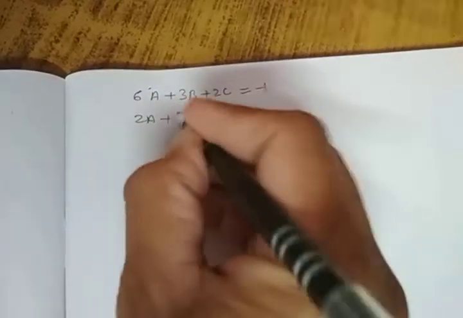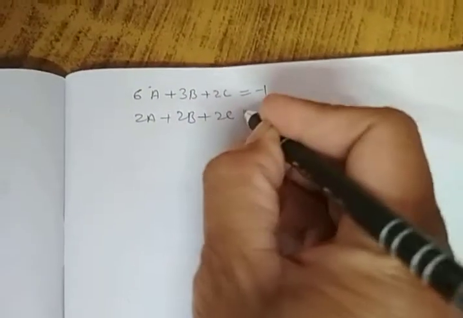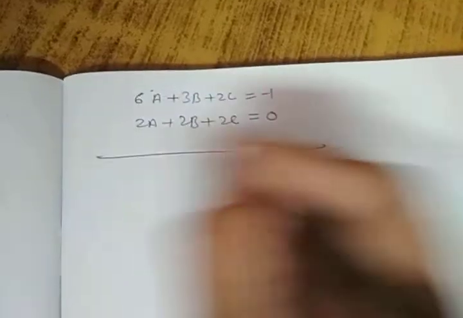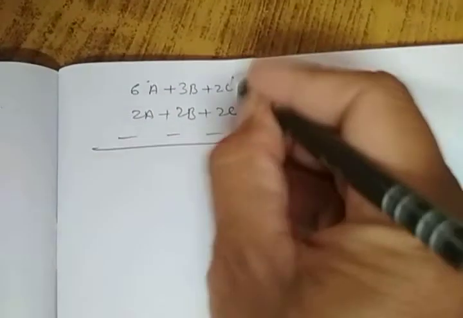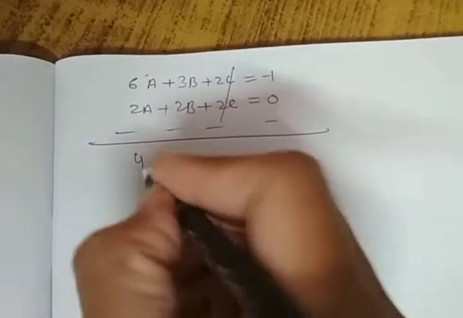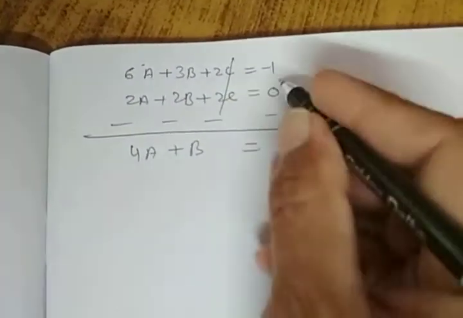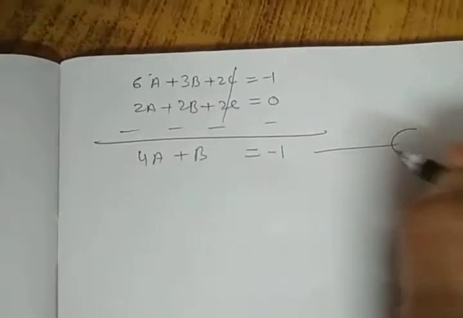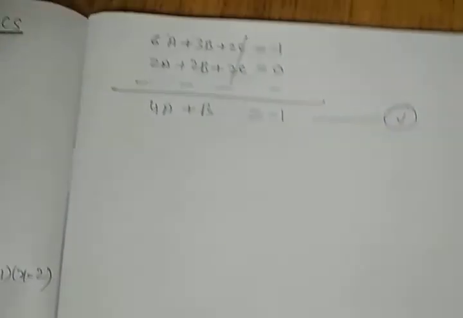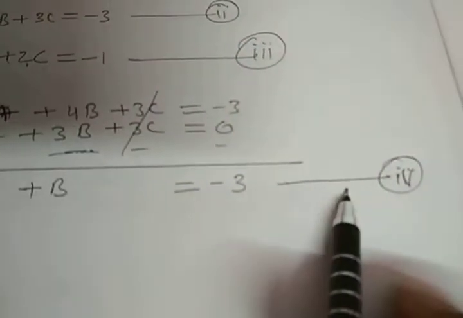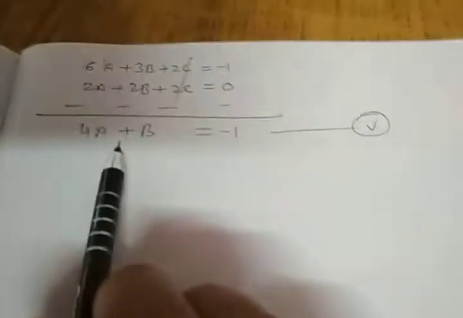So 2A plus 2B plus 2C is equal to 0. On subtracting, 2C is cancelled, 6A minus 2A is 4A, plus 3B minus 2B is 1B, is equal to -1 minus 0, is -1. This fifth equation is solved. So now solving fourth, 2A plus B equal to -3, and fifth, 4A plus B equal to -1.